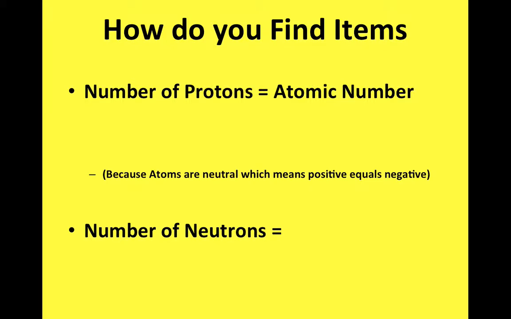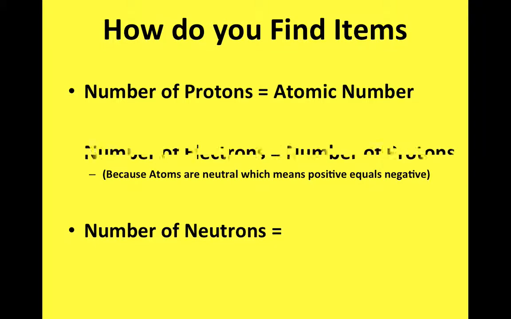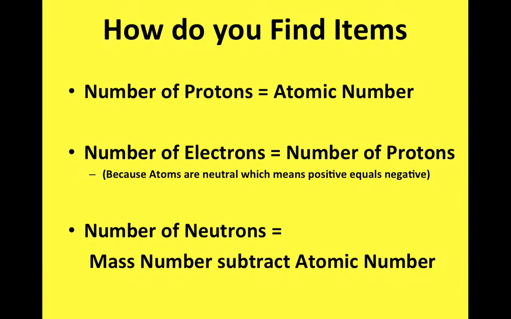So how do I find each of these? Just to recap again, to find your protons, it's the number up top called the atomic number. To find your electrons, if you know protons, you know electrons. They're the same as the number of protons. And then to find your neutrons, you take your mass number and subtract the atomic number. Another way to view that is big number minus small number.